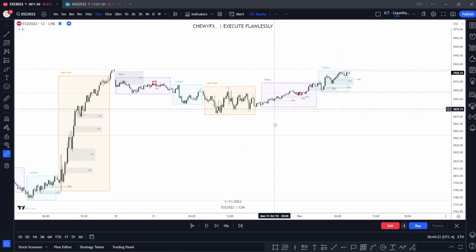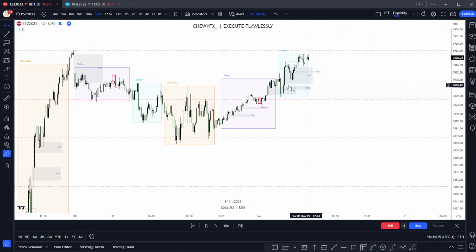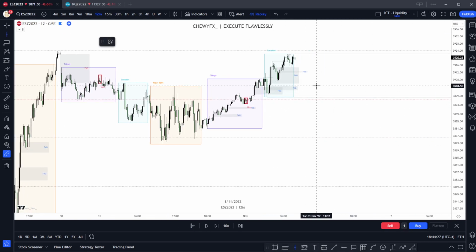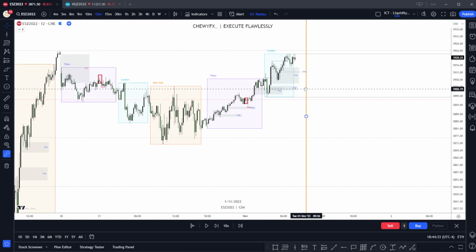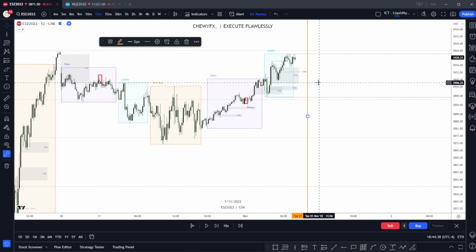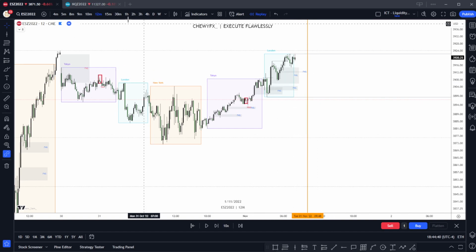Alrighty, so let's mark up the news times that we have. So we know at 10 a.m. we have some red news. We want to have at least a 15-minute buffer in advance. So those are the times that we don't want to trade.